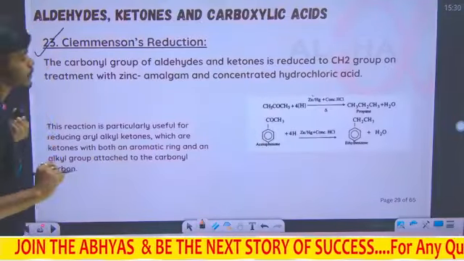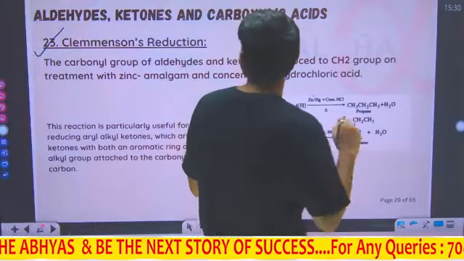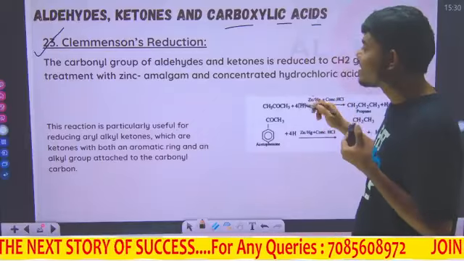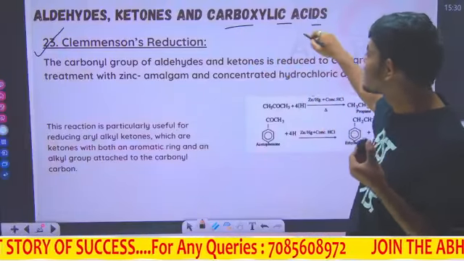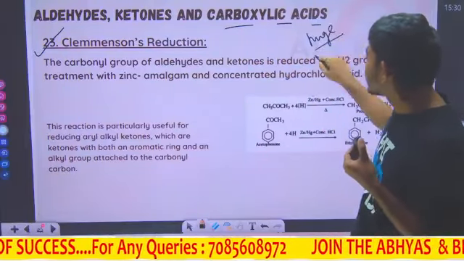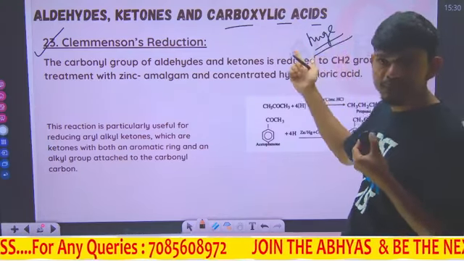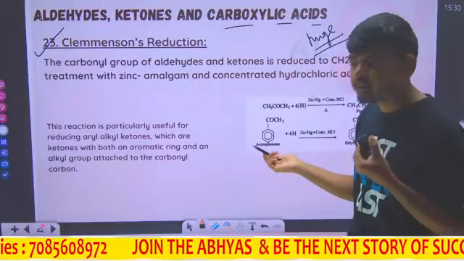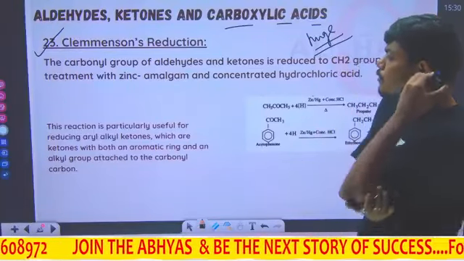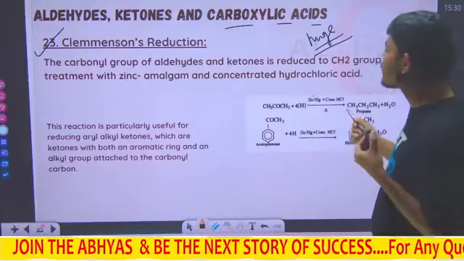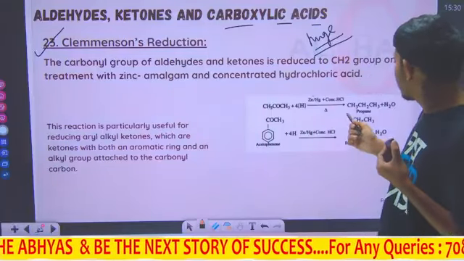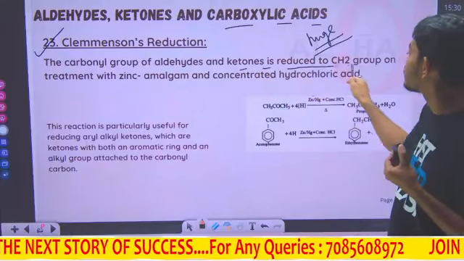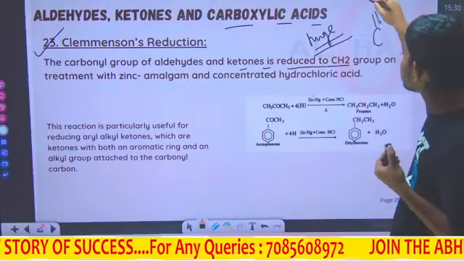Next, we have Clemmensen reduction, from the chapter on aldehyde, ketone and carboxylic acid. We are stuck on this one chapter already. Aldehyde, ketone and carboxylic acid is a huge chapter. Students make a lot of mistakes and take a lot of confusion in this chapter: what happens, how it happens, why it happens. We have discussed Clemmensen reduction: the carbonyl group of aldehyde or ketone is reduced to a CH2 group. The carbonyl group will be completely reduced.